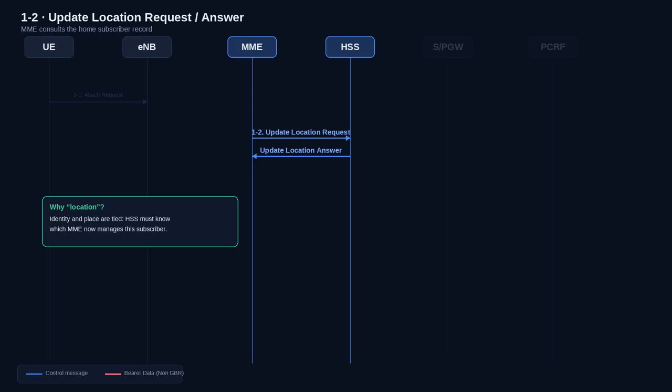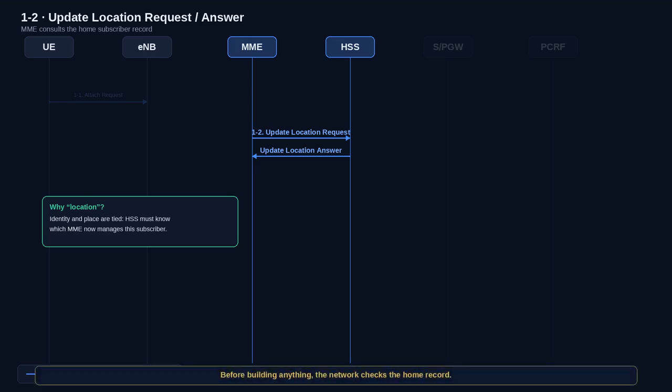The MME is no longer guessing. It has a grounded view of the subscriber and a recorded association in the HSS. Still no user plane tunnel, but the control plane now has the authority to build one. Plain restatement: before the network builds anything for you, it checks the home record and updates who is managing you.